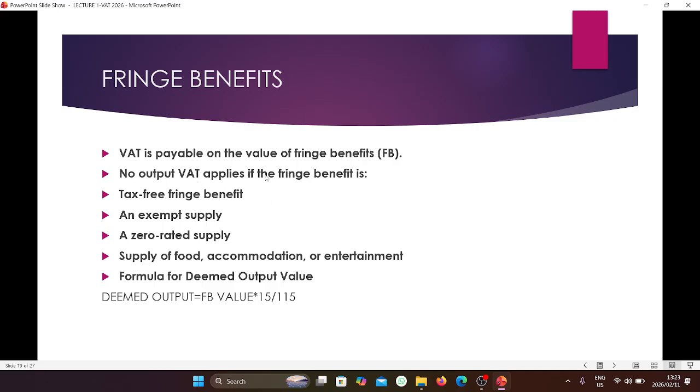No output VAT applies if the fringe benefit is a tax-free fringe benefit, an exempt supply, a zero-rated supply, or a supply of food, accommodation, or entertainment. So if it falls under these categories, then there will be no output VAT on that fringe benefit. And remember the reasons for saying zero. If that thing is entertainment, you're going to say zero because it's entertainment.